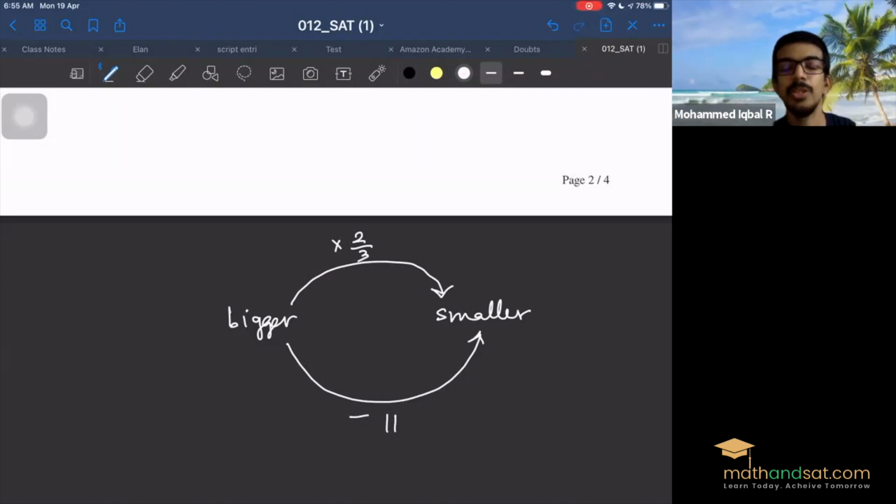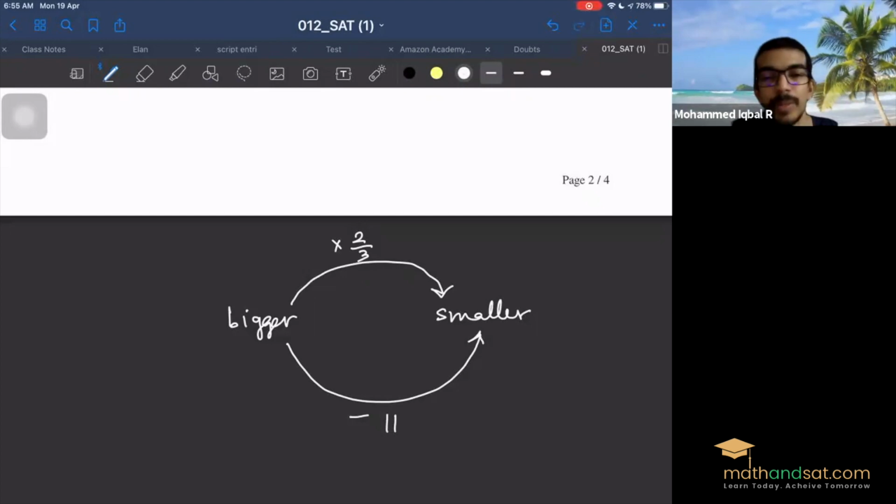Okay. So what does it mean? 1/3 of the bigger number corresponds to 11, right? Why? Because the smaller number is 2/3 of the bigger number. The difference corresponds to 1/3 of the bigger number, and that is given to be 11.